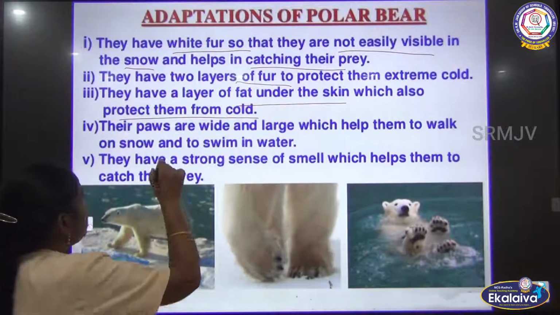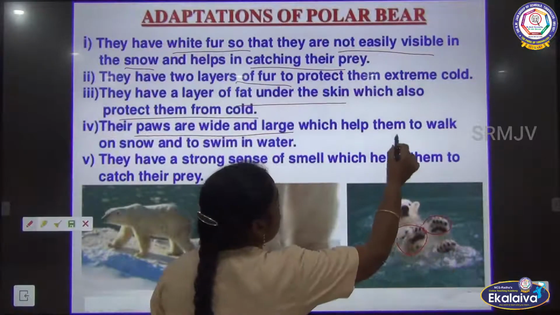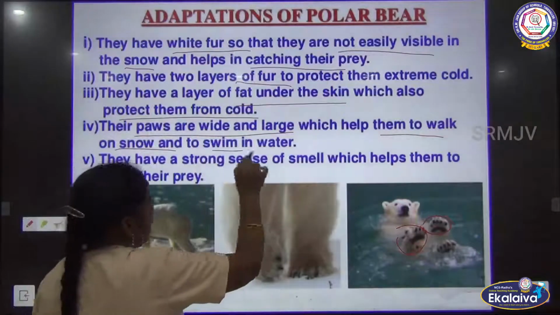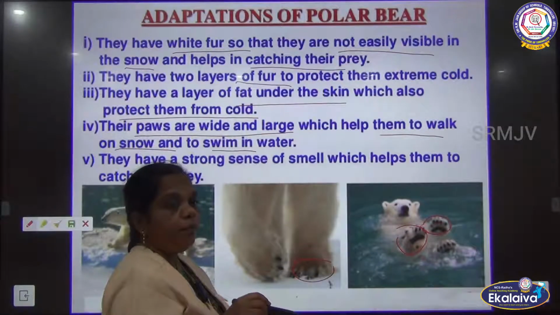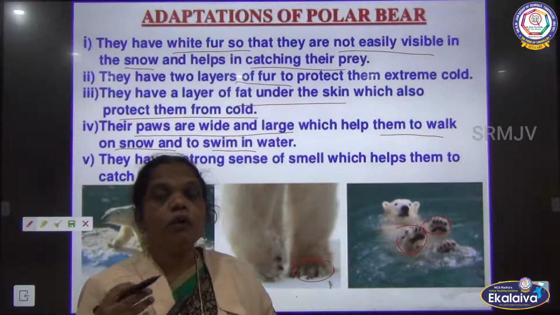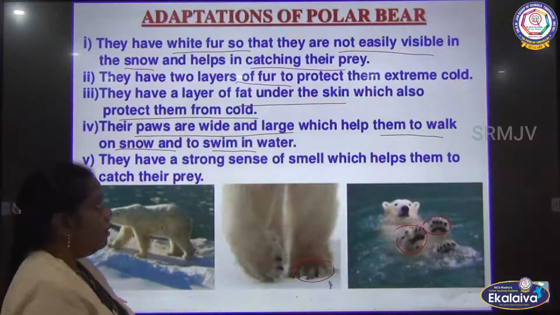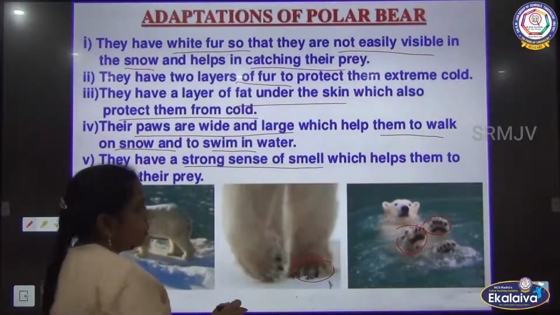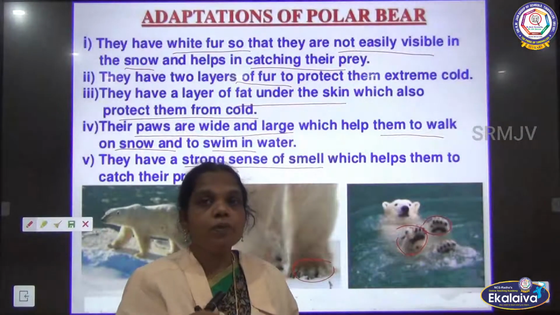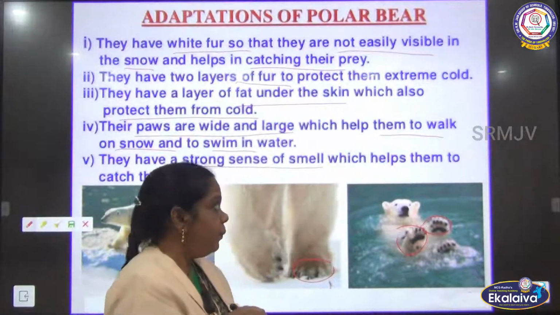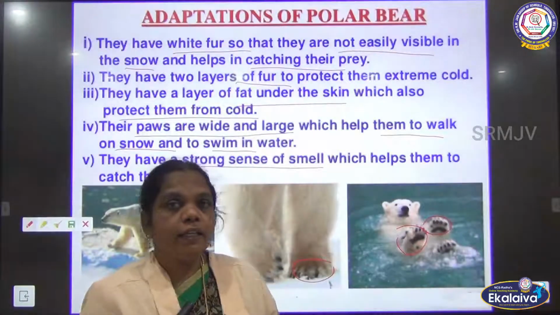And next, they have large paws. The flat, large paws help them to walk fast on the snow without slipping, and they can walk as well as swim easily in the water. They also have a strong sense of smell, because some prey is inside the snow. By smell they can find the prey, the food for the animal. So in this way the polar bear can live in the extreme climate.